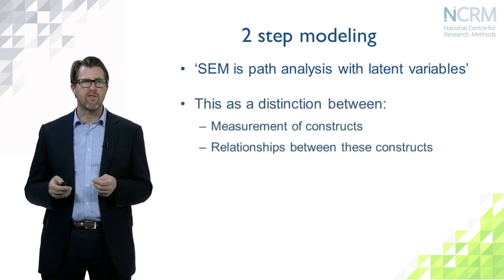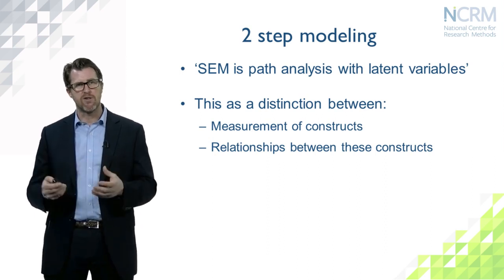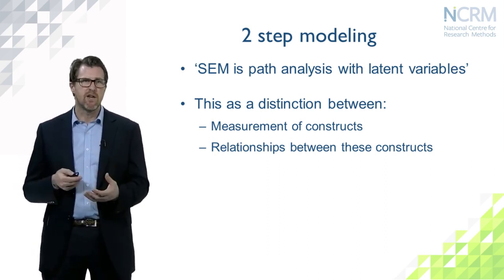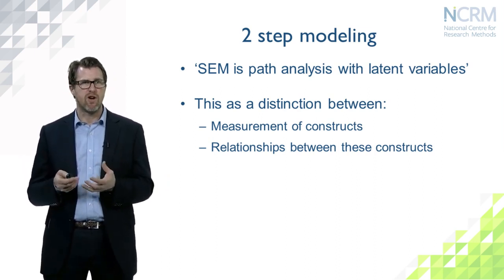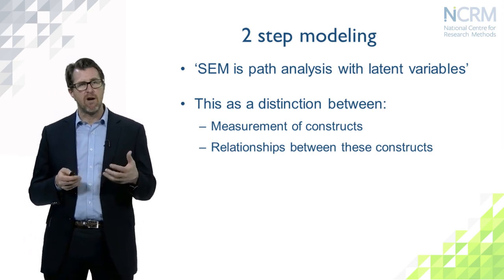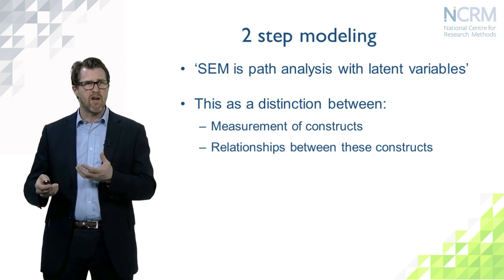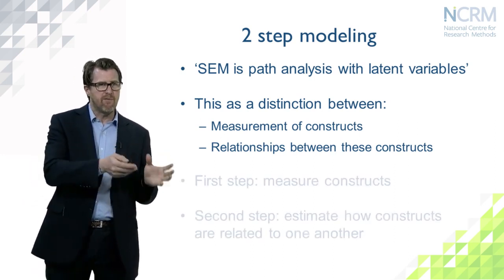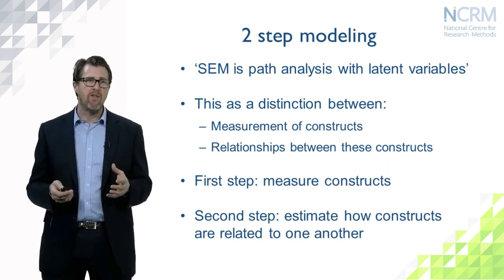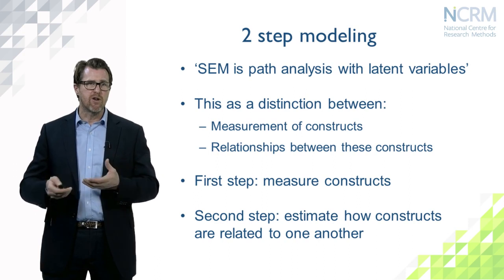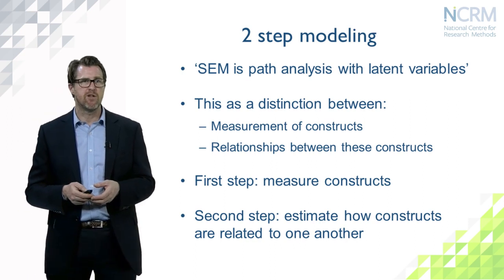We can also think of this as really being a distinction between two stages or two parts of the modeling process. The first is where we want to get good measures of our concepts or our constructs. And then the second part is looking at the relationships between those measured constructs. So there's an emphasis firstly on measurement and measurement accuracy and adequacy, and then secondly moving on to look at the structural relationships between the constructs that we've measured.